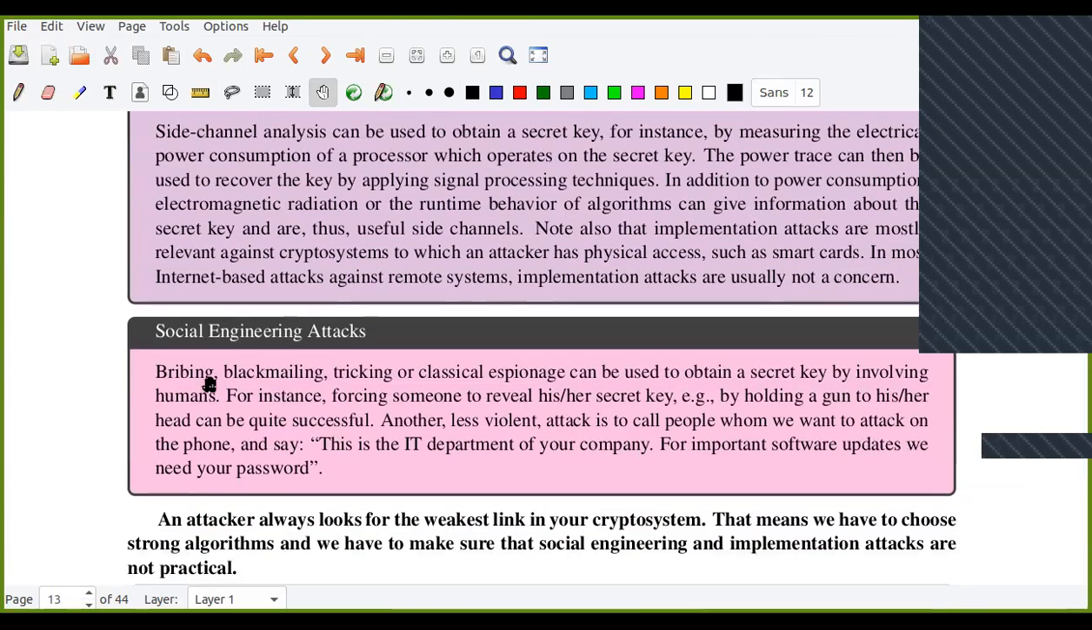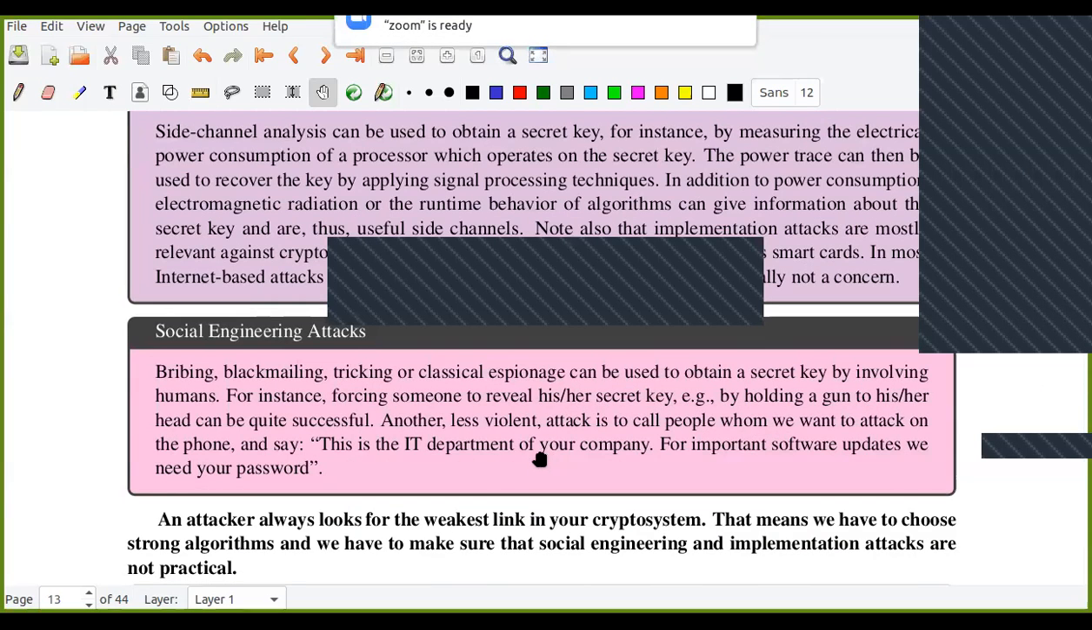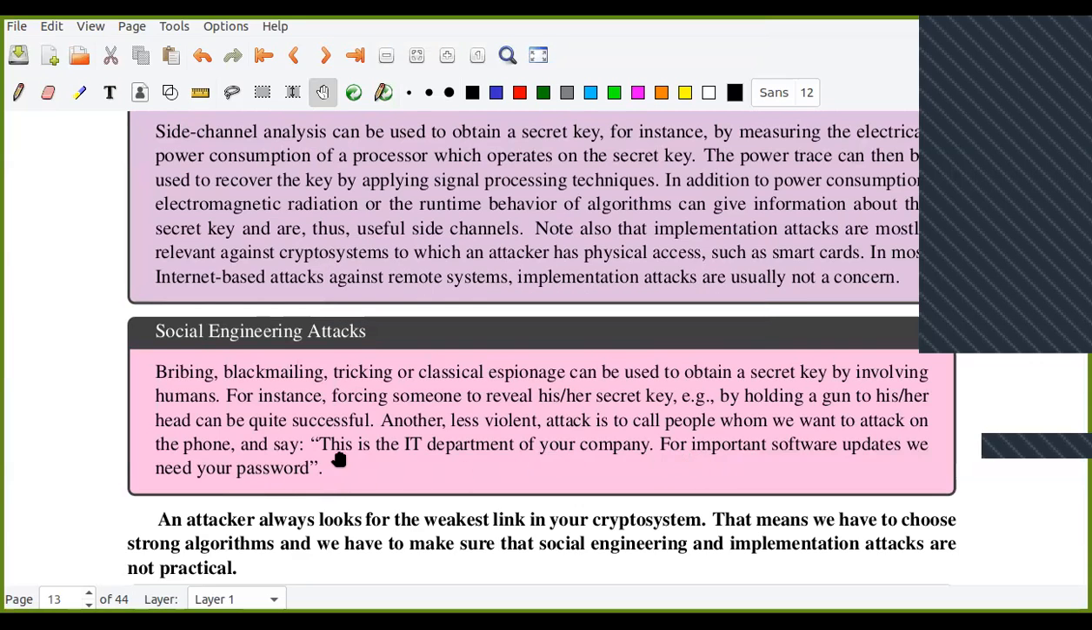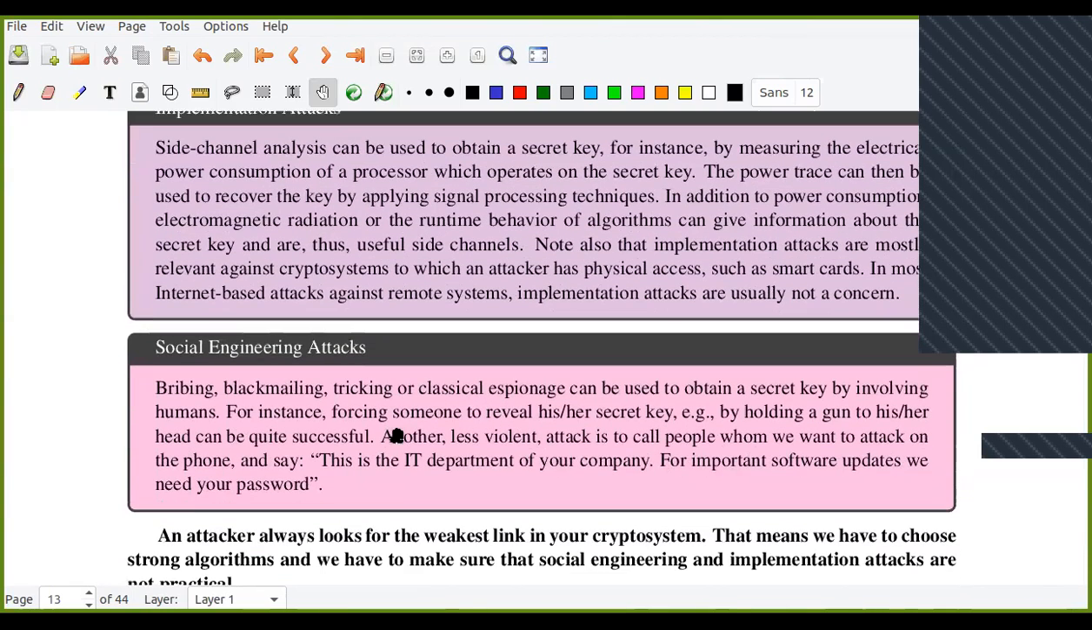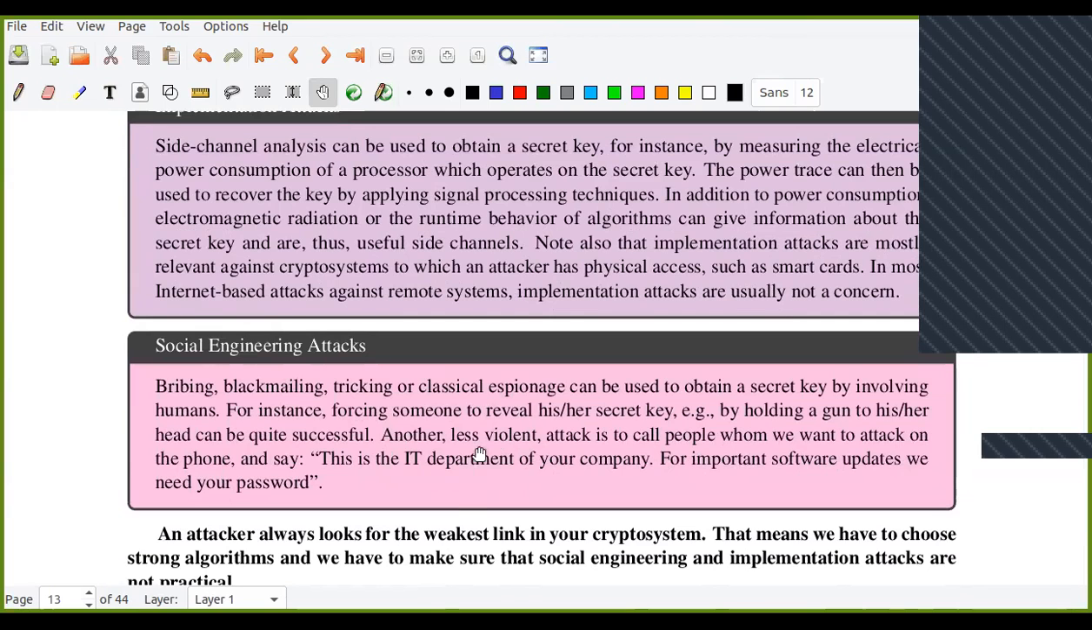So social engineering attacks mean bribing or blackmailing, tricking or classical espionage, and can be used to obtain the secret key by involving humans, right? For instance, forcing someone to reveal his or her secret key, for example by holding a gun to his or her head. Another less violent attack is to call the people whom we want to attack on the phone. This is the IT department of your company, I already told you, so for important software updates you need your password, they will say. These things are happening recently, many people are cheating like this, right?